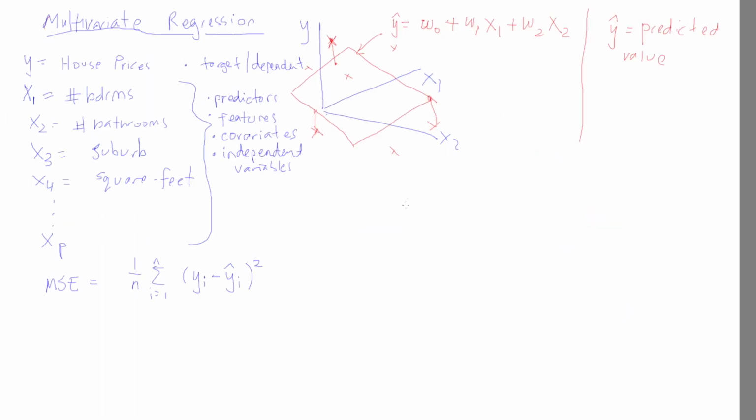Anyway, let's come back to our problem. Now we have an equation of this line in p dimensions. We're just going to change the predicted value here.